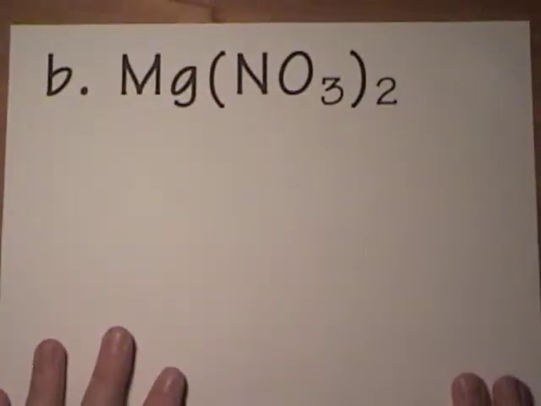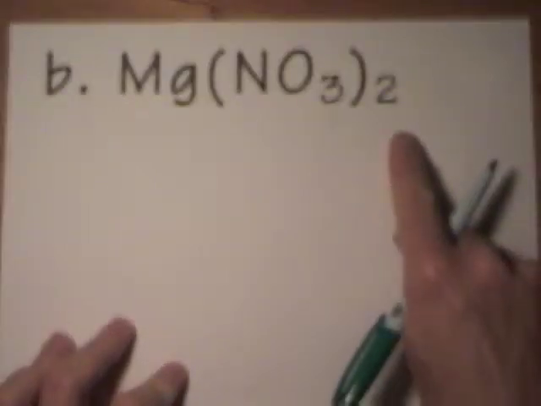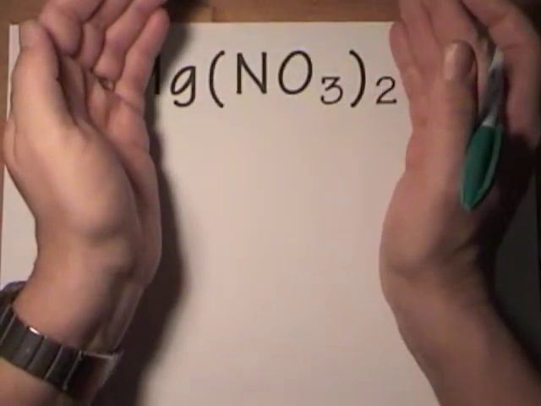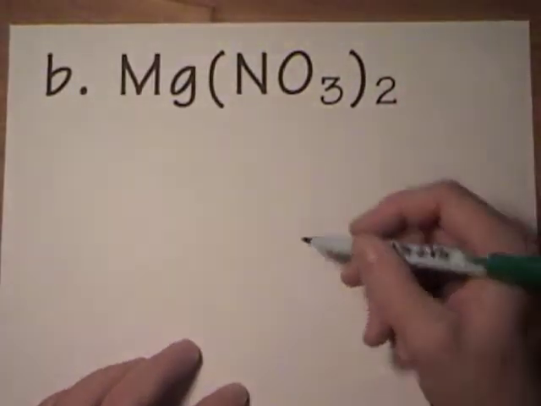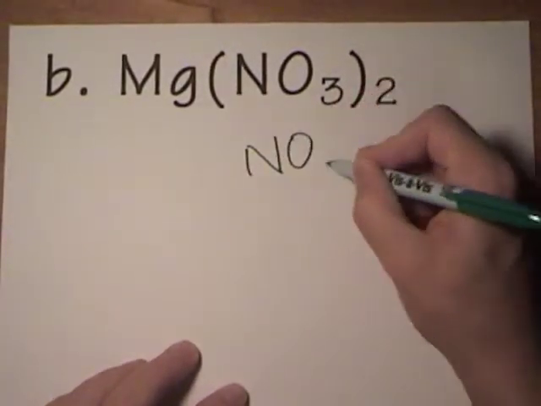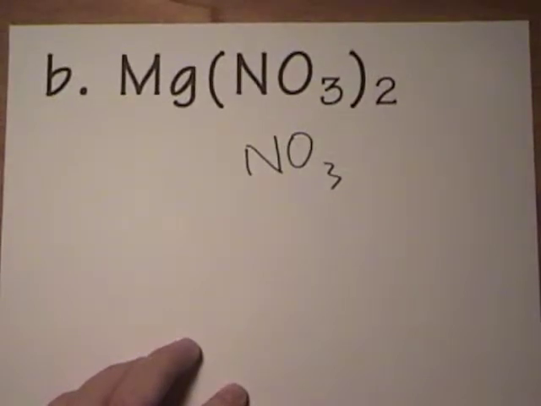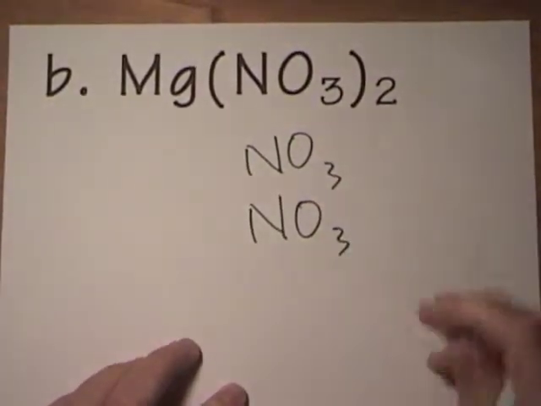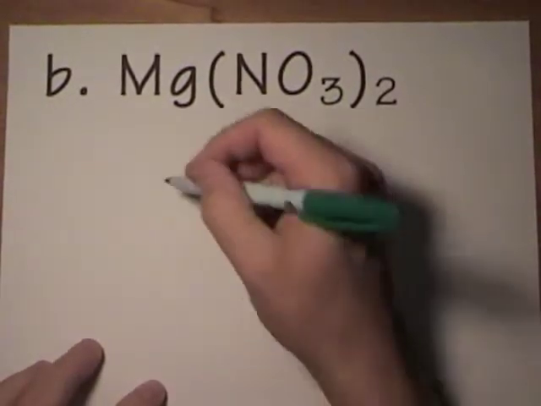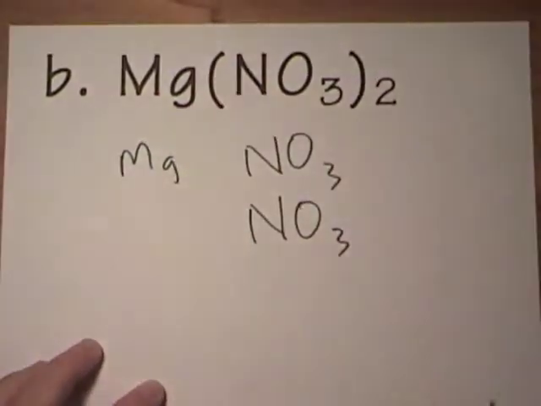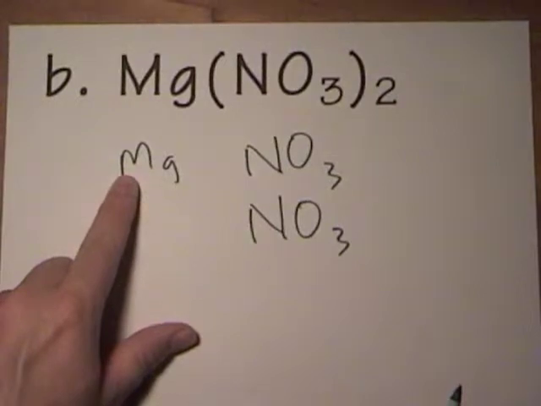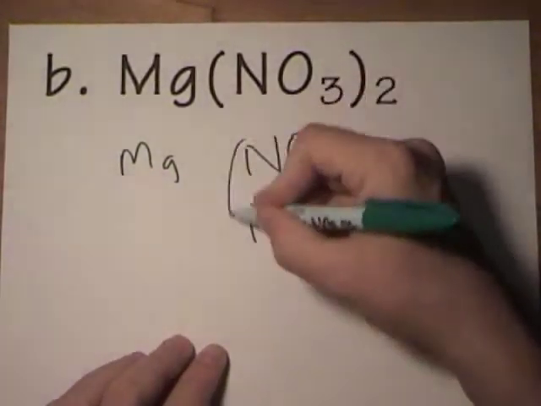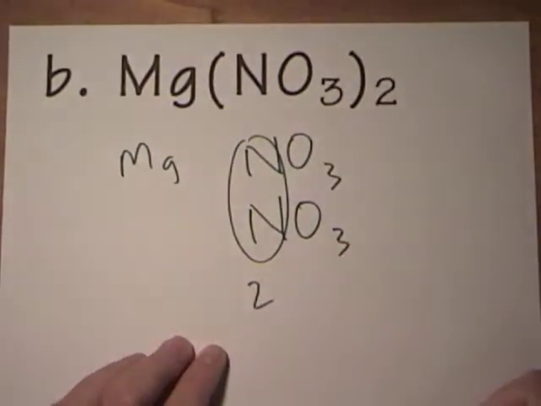This is magnesium nitrate. The 2 outside the parentheses says that I've got 2 of everything that's in the parentheses. So I've got NO3 in the parentheses. And I have 2 of them. So I could write another one. NO3, NO3. And I also have magnesium. I have 1 magnesium. I have 2 nitrogens. I can add them up like that and get 2.